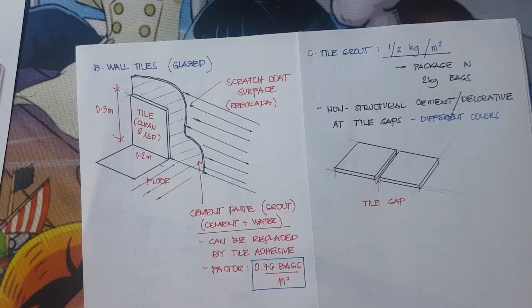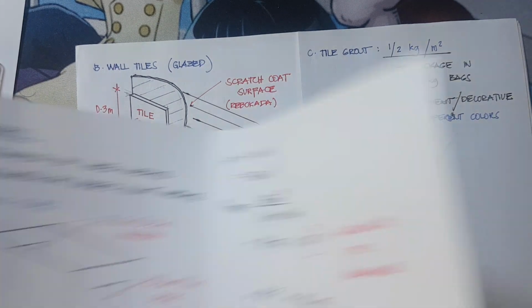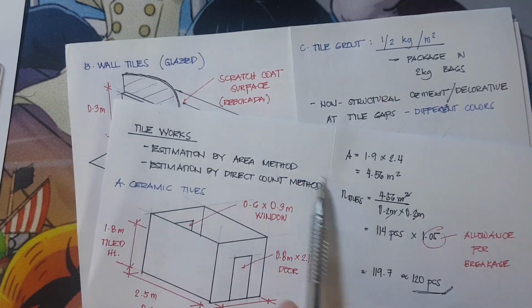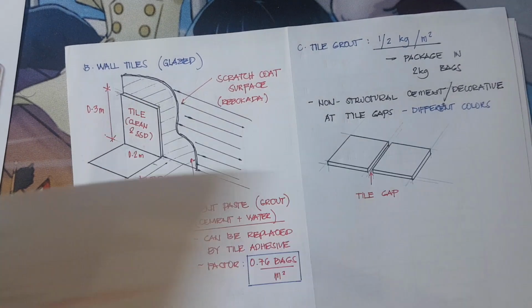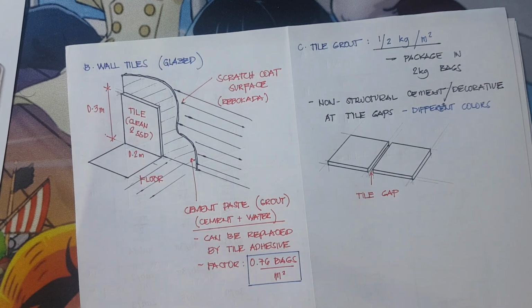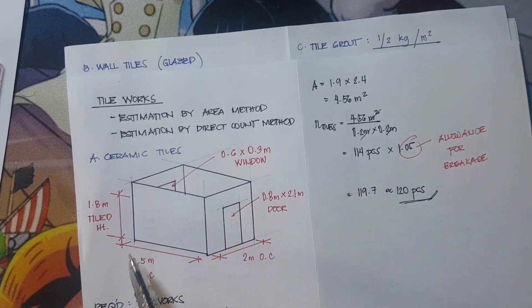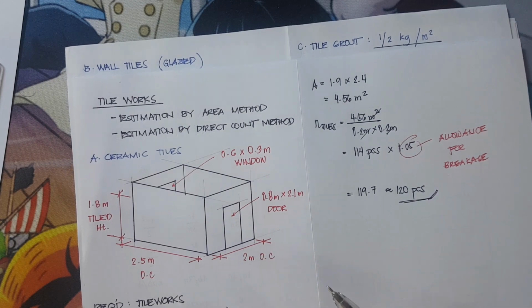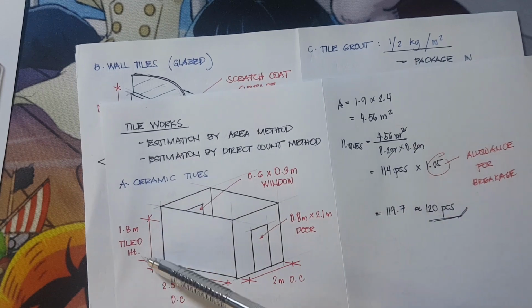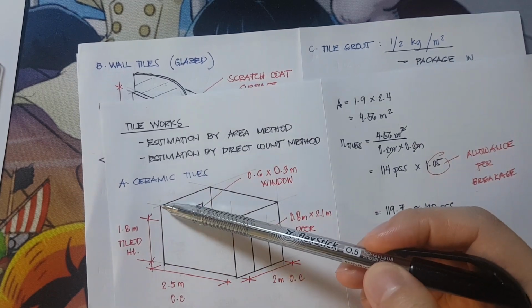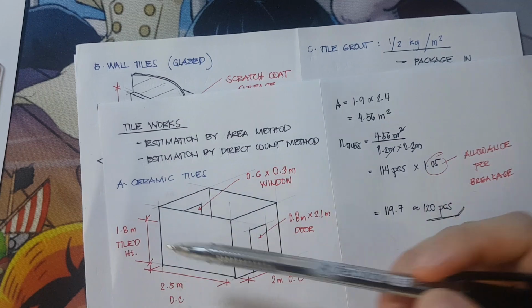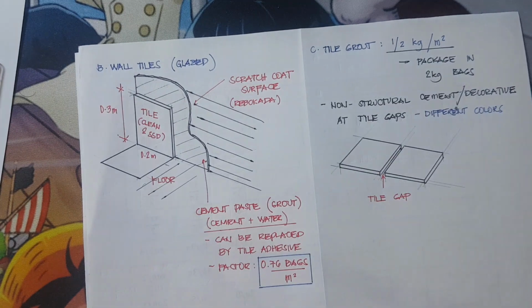So, if you are given a tile which is not square, or is rectangular in dimension, I suggest that we use the direct count method. Okay? We need to use the direct count method. So, going back to our example, we have here 2.5 by 2 meters on center distance. Now, another problem is, would it be a tiled height or a ceiling height? Let's try the tiled height first.